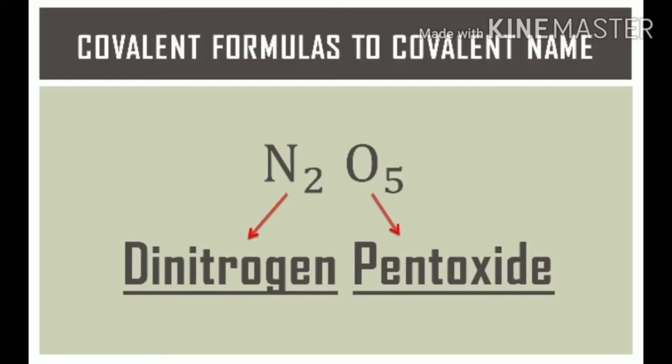The second one is oxygen, which has a subscript of 5, which is penta. As we've said earlier, we're going to be using the ide form of the element, so it's going to be oxide. And then again, we use penta before the oxide, and we eliminate the vowel A in penta and use the O of oxide. So it's going to be pentoxide. Again, N2O5 is dinitrogen pentoxide.